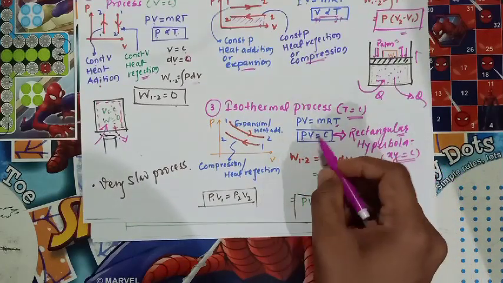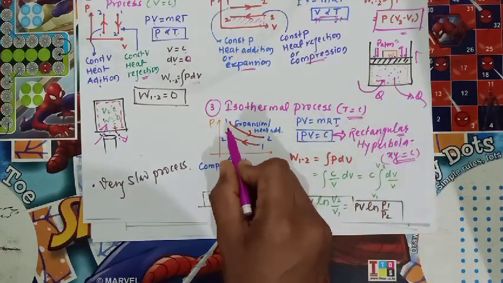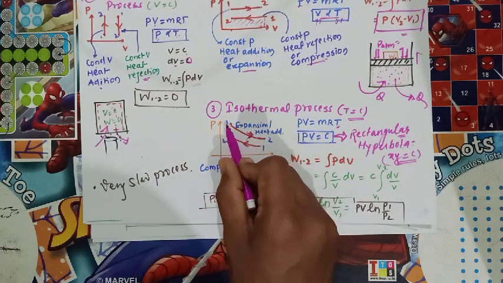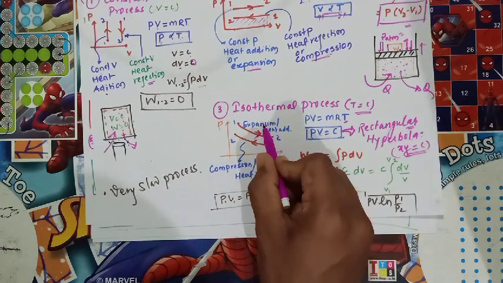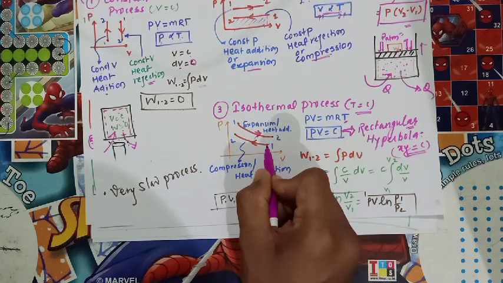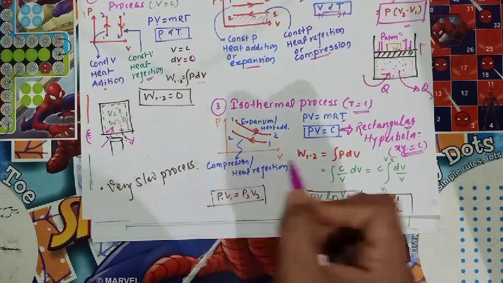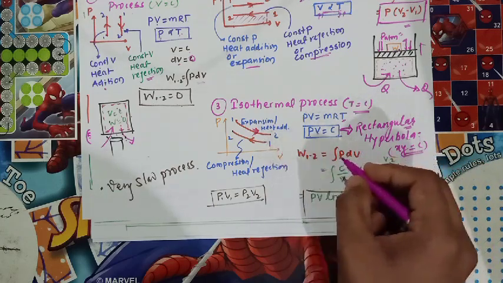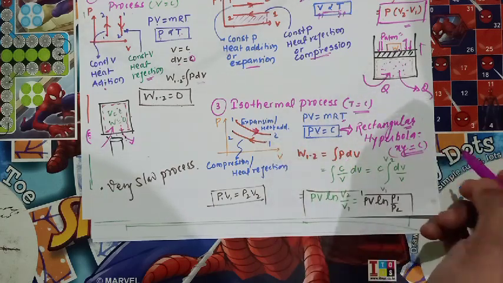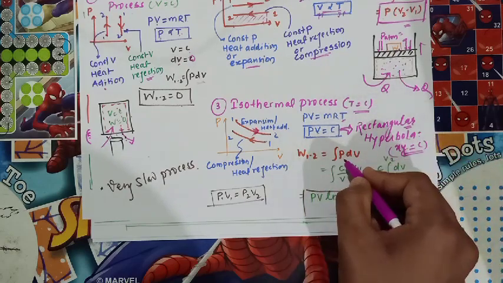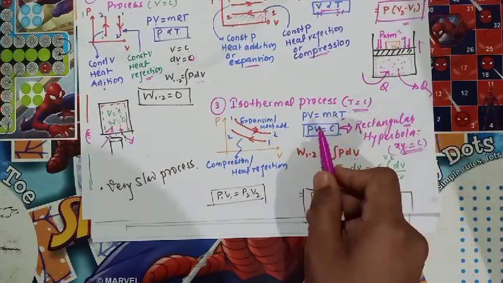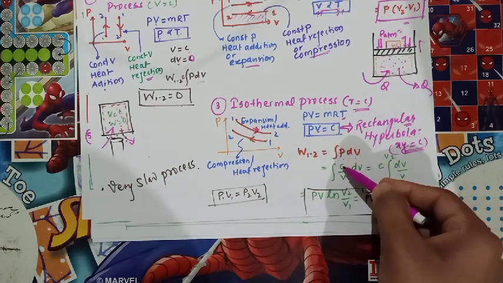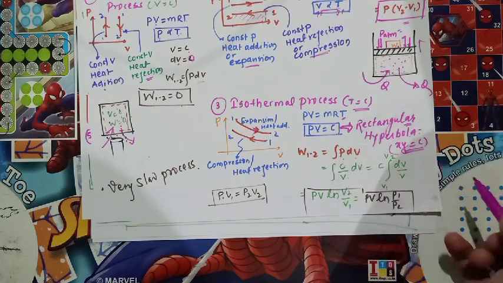Okay, so now as we can see that, yeah, volume is increasing, that is why this is isothermal expansion. Here volume is decreasing, that is why isothermal compression. Okay, and now let's see what is the work transfer. W1 to 2 is given by integration of PdV. From here we can write P equal to C by V and substitute here C by V dV.